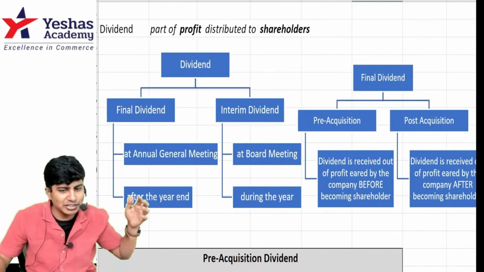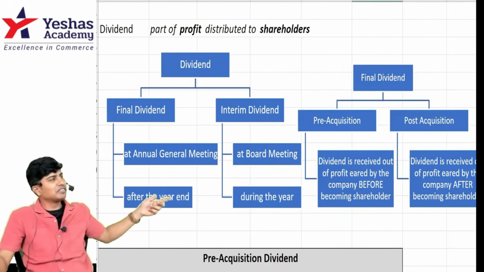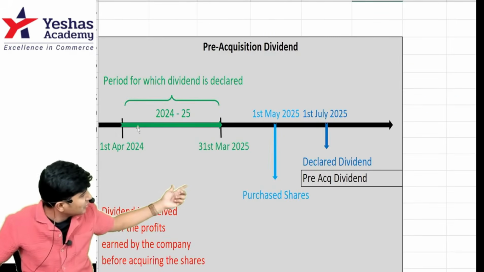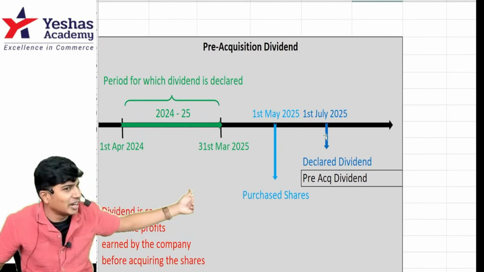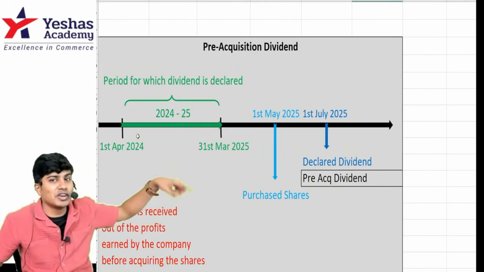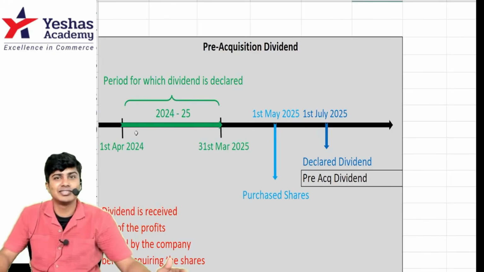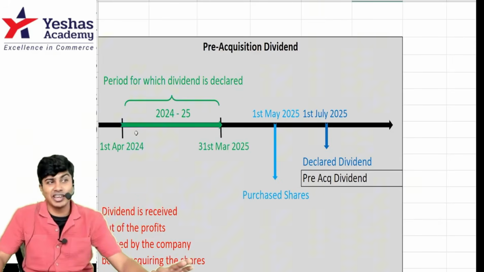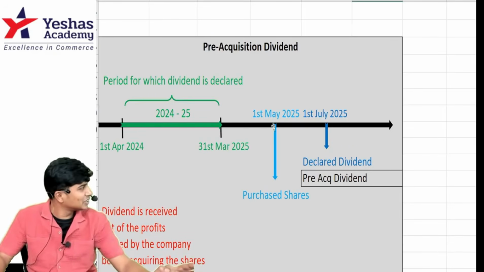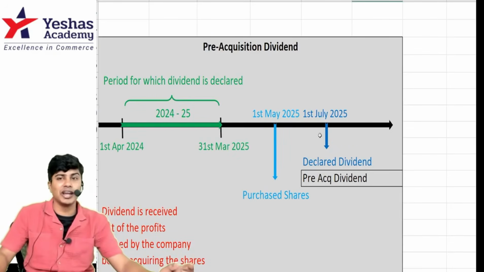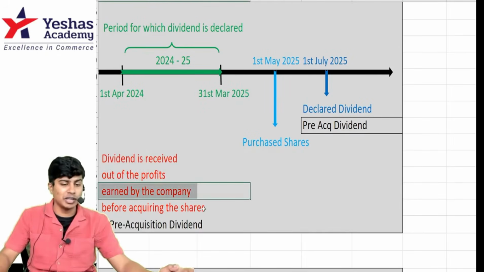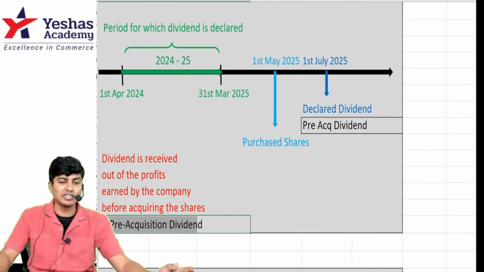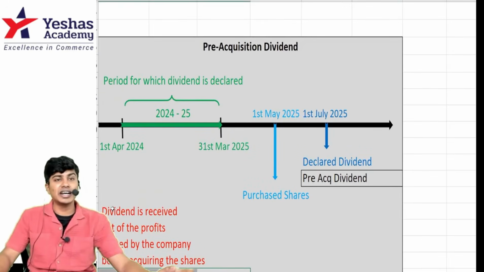Pre-acquisition, post-acquisition. Remember, for this period they're giving dividend. You bought here. After you bought, they gave dividend. But during the period when the profit was earned, you are not there. But when the dividend is distributed, you are there. So for pre-acquisition dividend, what did we do? We did not write it to P&L. Dividend is received out of the profits earned by the company before acquiring the shares. What was the treatment? Deducted from the cost of investment.